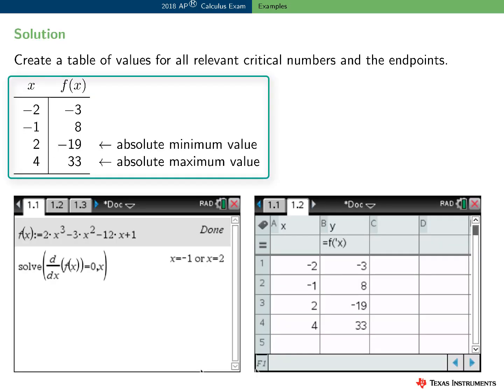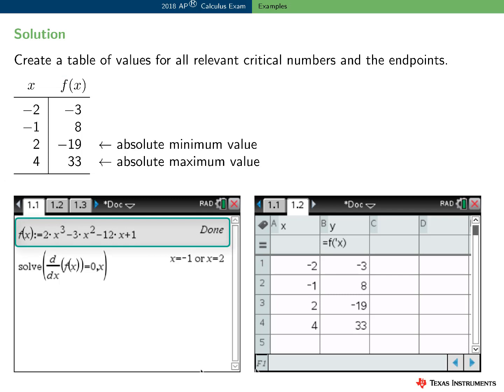Here's a table of values with all the relevant critical numbers and endpoints. The absolute maximum value is 33, and it occurs at x equals 4. The absolute minimum value is minus 19, and it occurs at x equals 2.